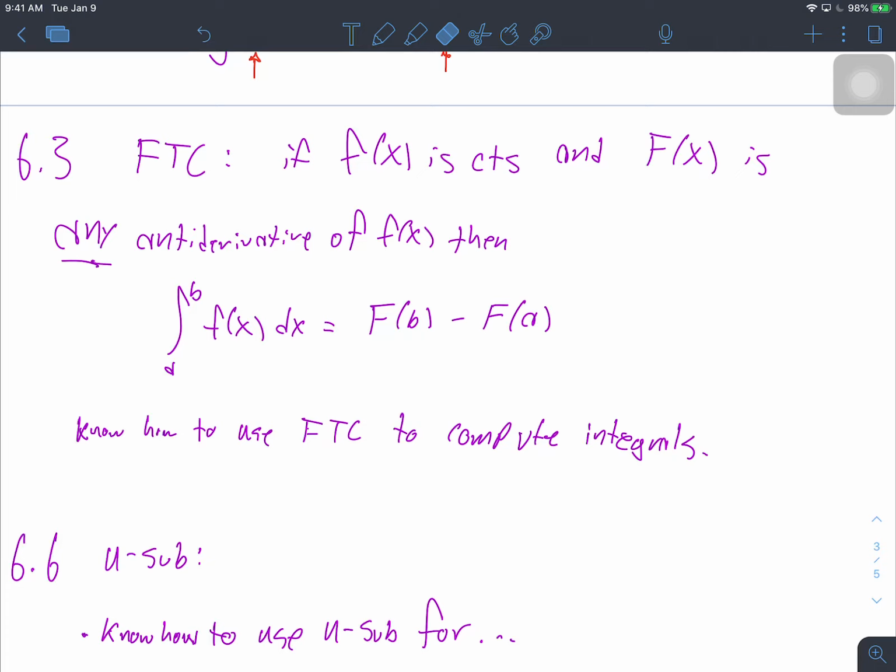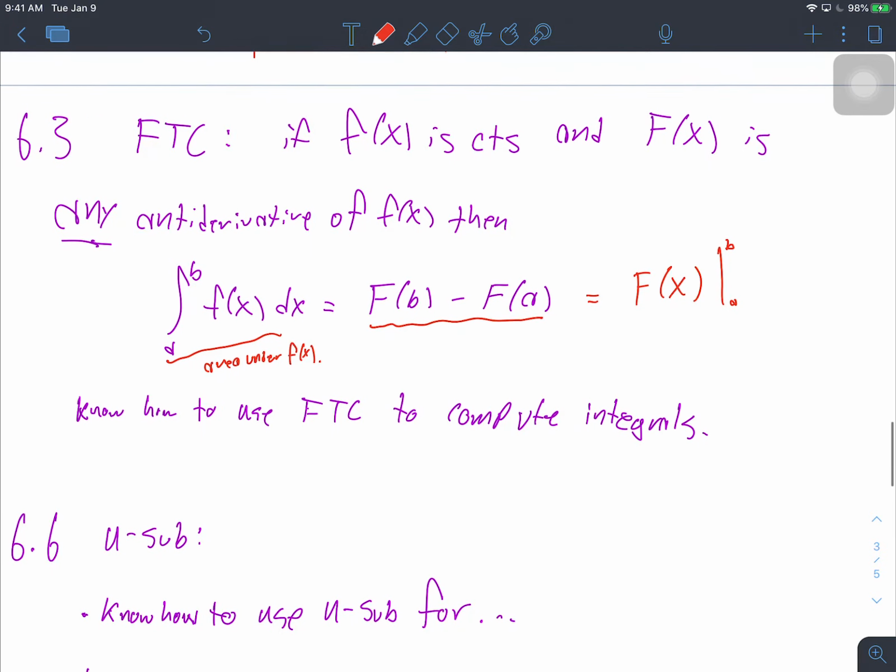Okay, so we just pick any antiderivative of little f of x, then the integral from a to b of little f of x dx, in other words, the area under the curve, the area under f of x from a to b, is just going to be equal to the antiderivative evaluated at b minus the antiderivative evaluated at a. Sometimes we write that as capital F of x with a little line on the right-hand side with a and b, meaning that we should plug in b first and then subtract and plug in a.